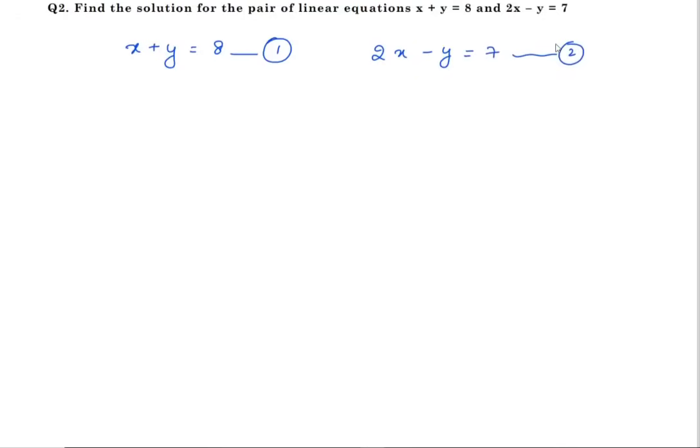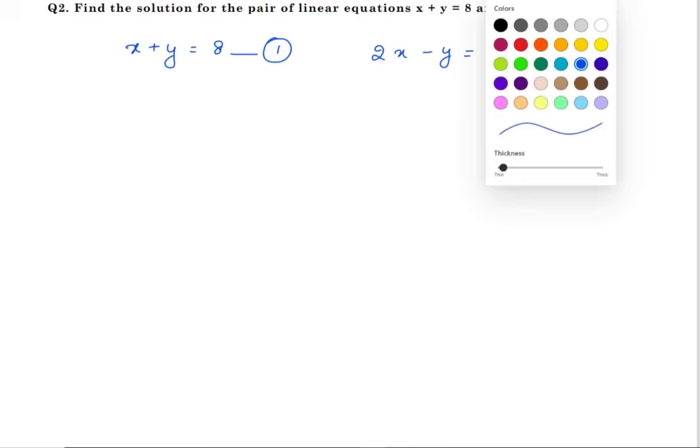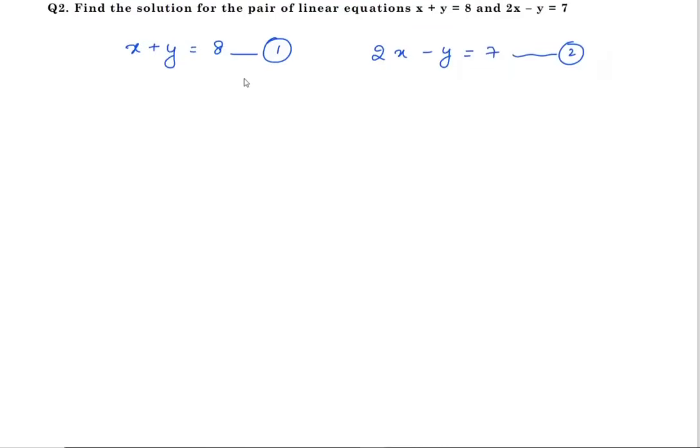The method I use here is the elimination method, because I can easily cancel out plus y and minus y. Hence I'll use the elimination method. See here, the variables are x and y. Which variable can you cancel out? y and y, because they have opposite signs with the same coefficient. Same variable with same coefficient can be cancelled.